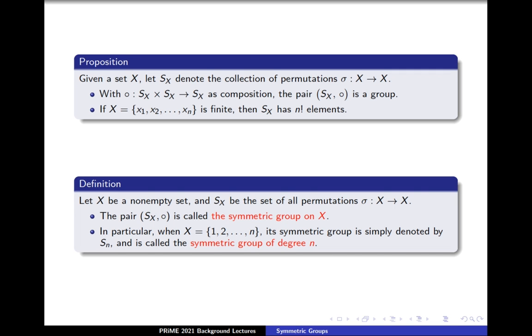Okay, so if X is a non-empty set, and S sub X is again the set of all permutations sigma from X to X, we'll call this pair, S sub X with composition, the symmetric group on X. In particular, when X is the set of numbers 1, 2, up to n, its symmetric group will simply be denoted by S sub n, and this is called the symmetric group of degree n.